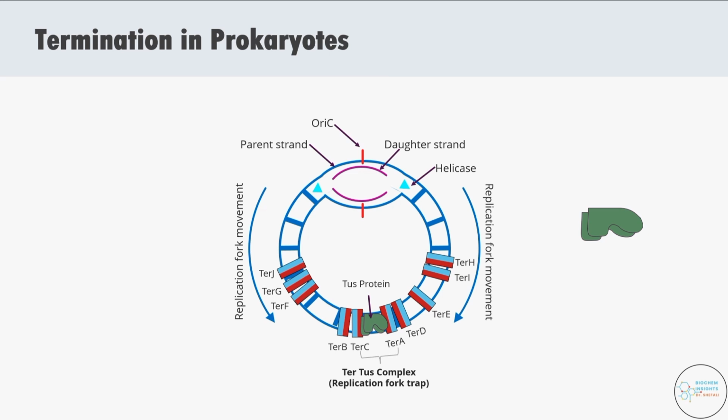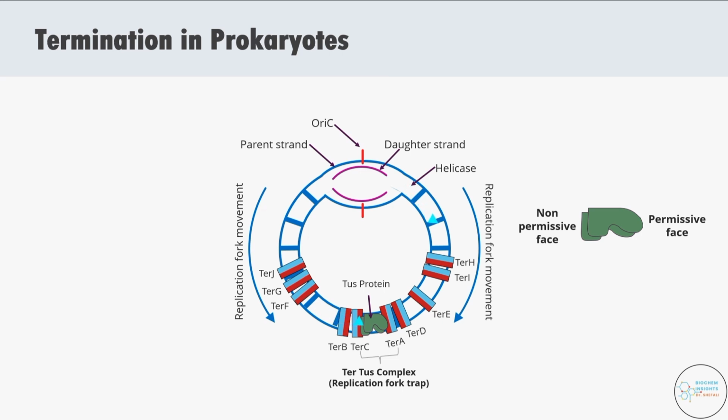Let's see how it happens. So the Tus protein has one permissive face and a non-permissive face. The permissive face allows the helicase to move forward, whereas the non-permissive face blocks the passage of helicase for further movement. Now look at the helicase moving through the replication fork on the left. As it reaches the Tus complex, it faces the non-permissive side of the Tus protein, right? And its further movement is blocked.